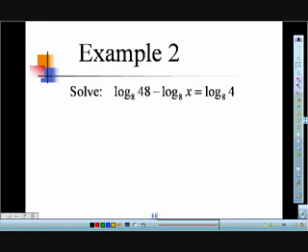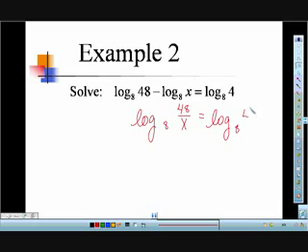This next example uses the subtraction. We have log base 8 of 48 minus log base 8 of x is equal to log base 8 of 4. So subtraction becomes division. So on the left-hand side, I will have log base 8 of 48 divided by x equals log base 8 of 4. Now that I've narrowed it down to one log on each side, and they have the same base, I can just drop them, and I will have 48 over x. 48 over x is equal to 4.